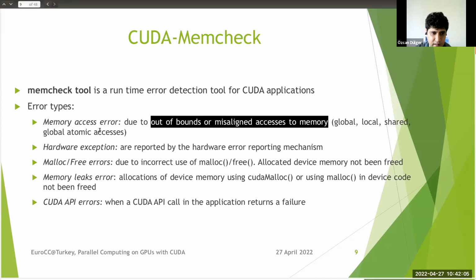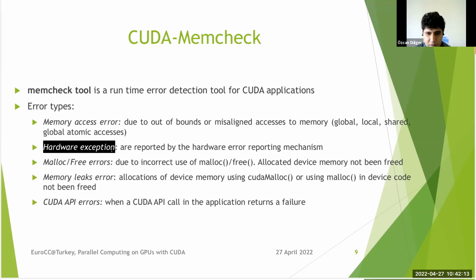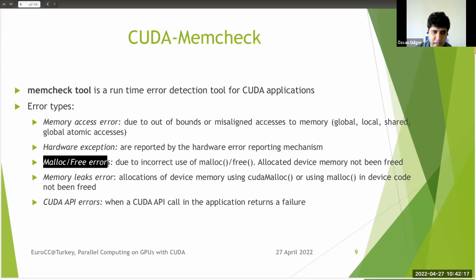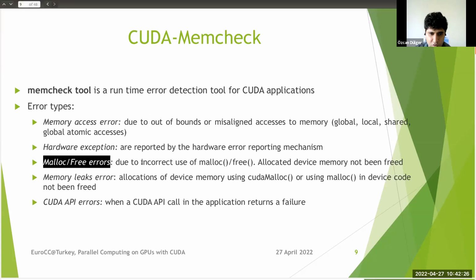The second error is hardware exception. It is reported by the hardware error reporting mechanism. The third one is malloc/free errors. It arises because of the incorrect use of malloc or free.